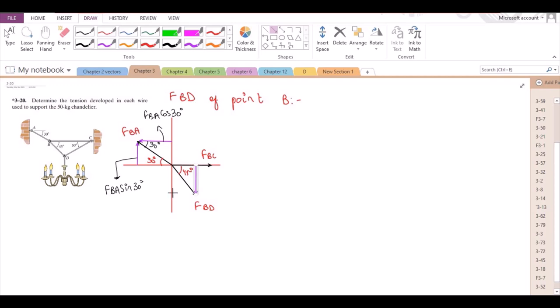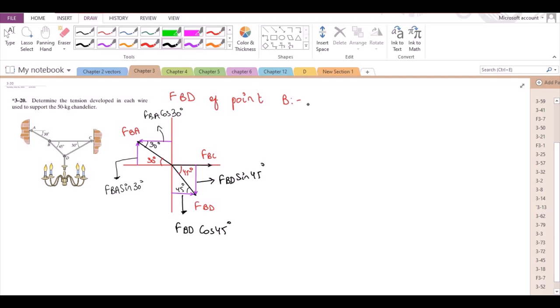Similarly, I have two components for the FBD force, one vertical component acting downwards and one horizontal component. This angle right here is also 45 degrees because they are also alternate angles, so they are the same. This component is FBD sine 45 degrees and that component is FBD cos 45 degrees. Now we have resolved the forces into their components. Now we can apply the equations of equilibrium.